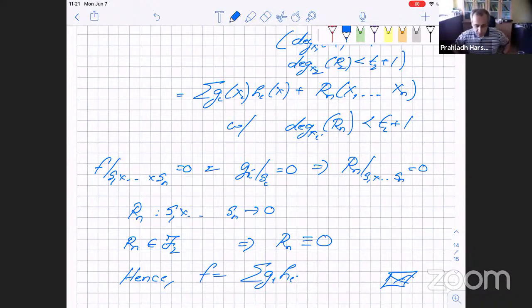I've already spent past time, so let's stop this. I'll quickly recall this at the beginning of the next lecture and prove that F1 is isomorphic to F2. Okay, let's stop with this. Sorry for overshooting time.